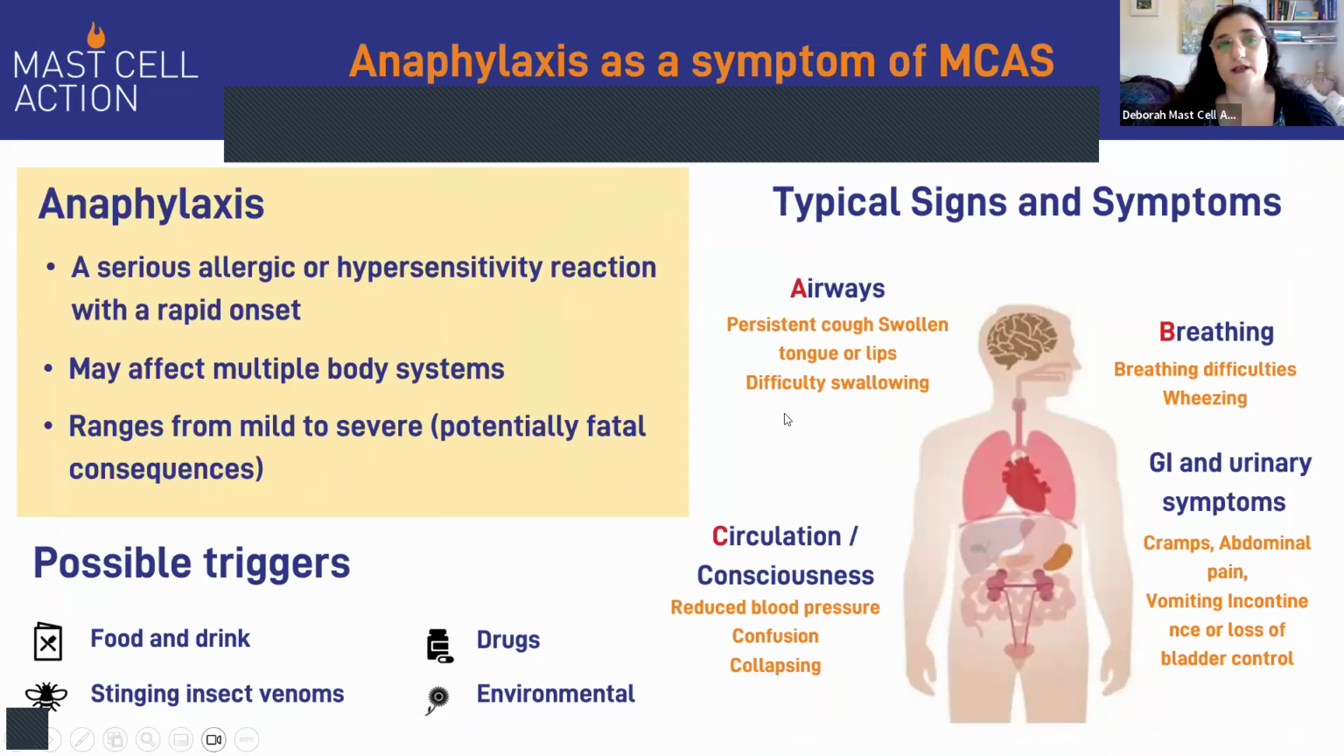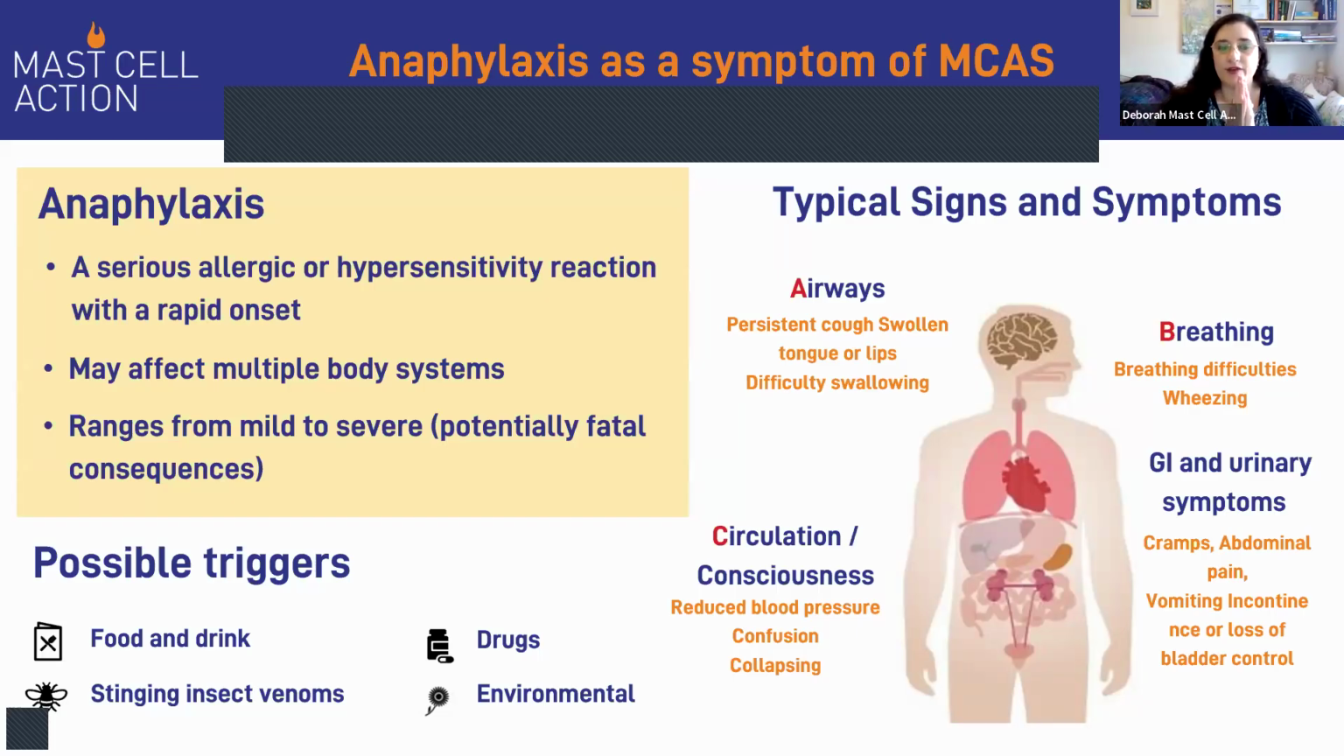So anaphylaxis. Some people with MCAS experience anaphylaxis as part of their reactions, and some people don't. It's a common misunderstanding that you have to have anaphylaxis in order to be diagnosed with MCAS or to have MCAS, and that's not the case. A lot of people with MCAS have reactions, but they're not anaphylactic. And some people don't start off as being anaphylactic, but then maybe they become anaphylactic.